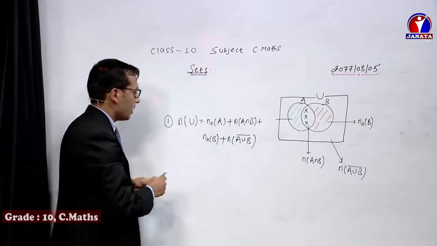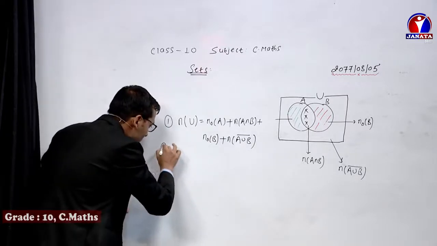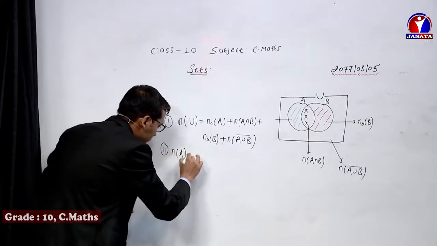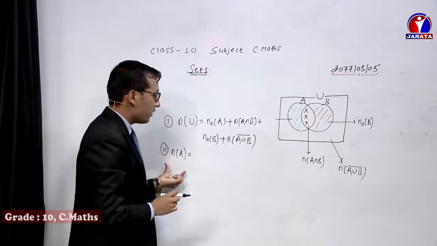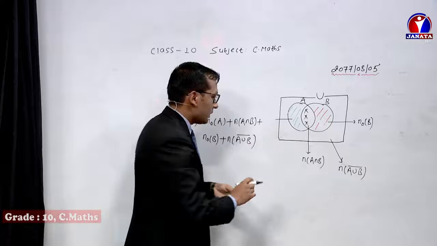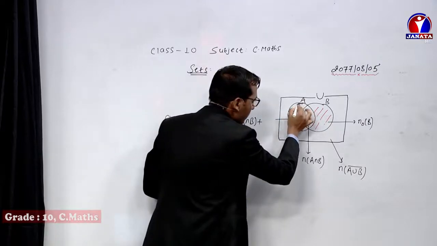So similarly, what is n of A? Let's get the idea from the diagram and write what n of A is. Okay, so look at the circle of A.